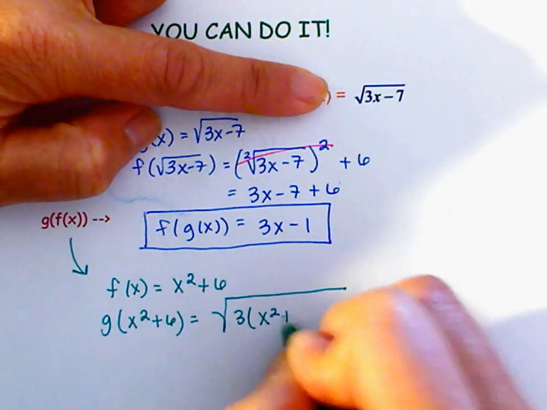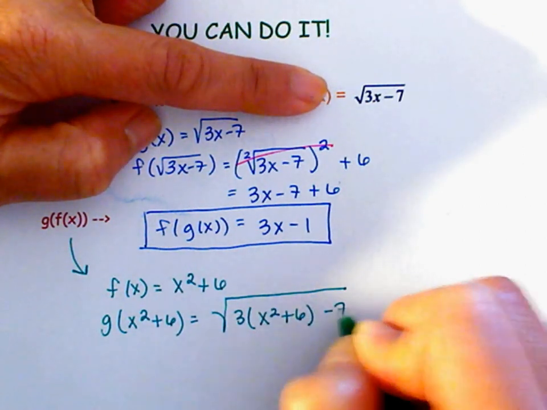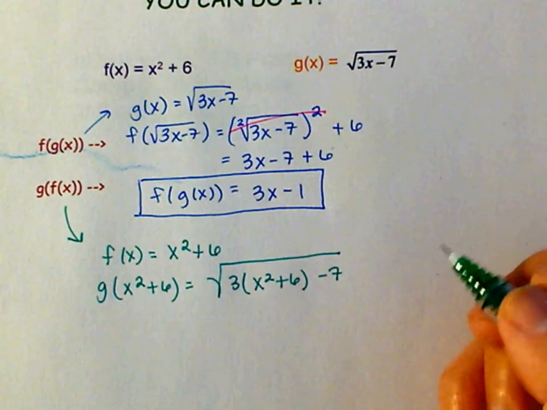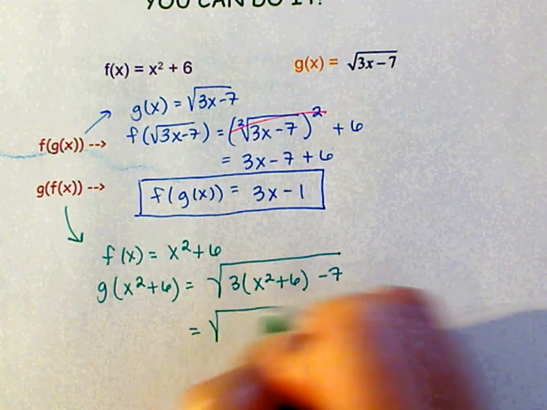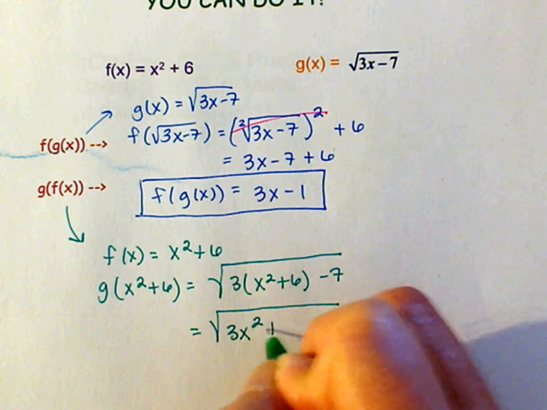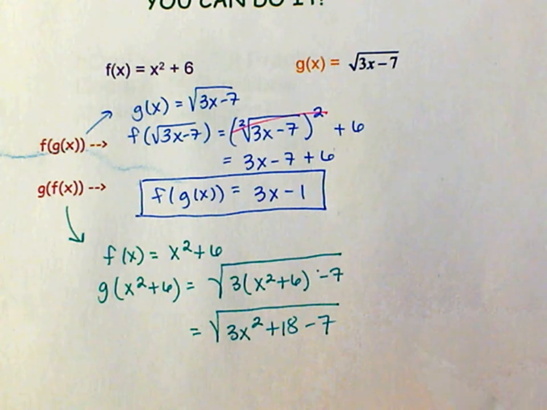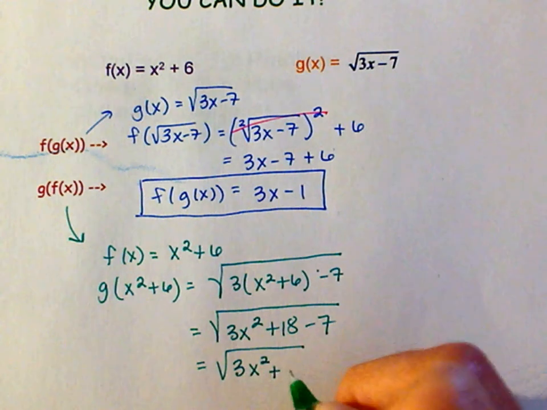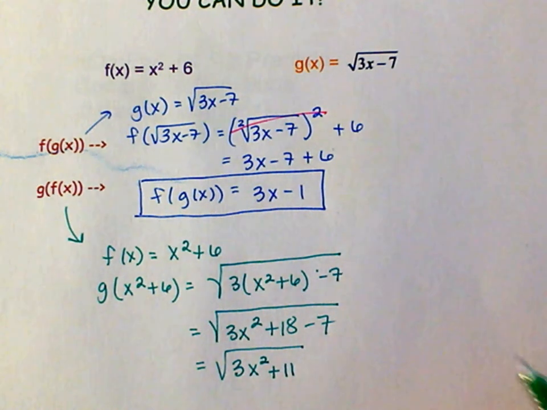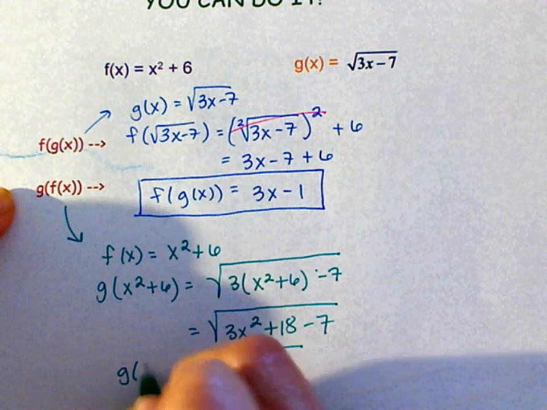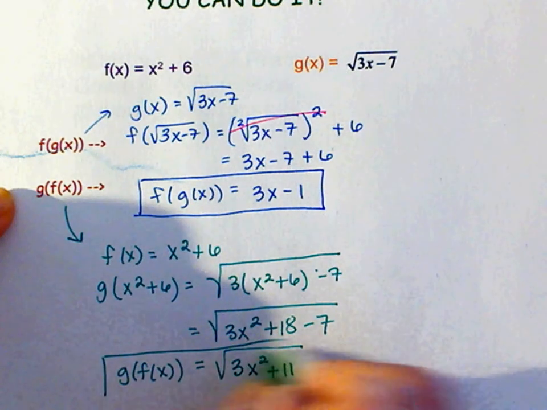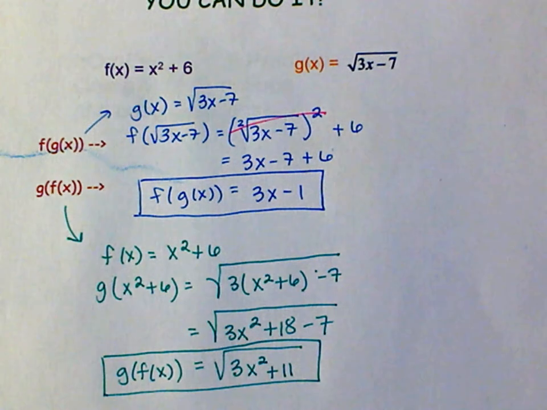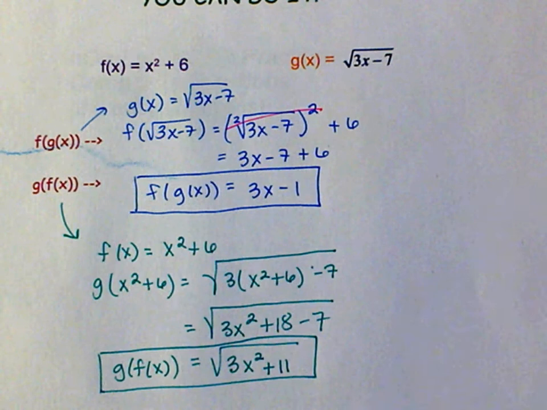Alright. Simplify all under a square root. So that comes out to be 3x squared plus 18. You distribute. Bring down negative 7. Combine your like terms. Square root of 3x squared plus 11. Can't do anything else. So there's my g of f of x. Okay. Process, guys. Watch it.